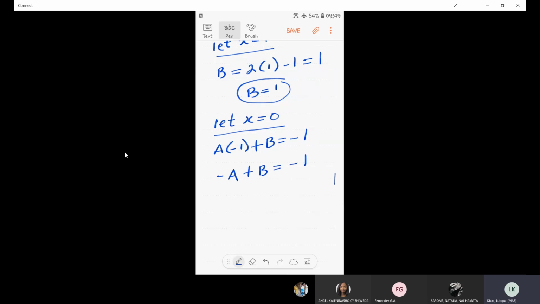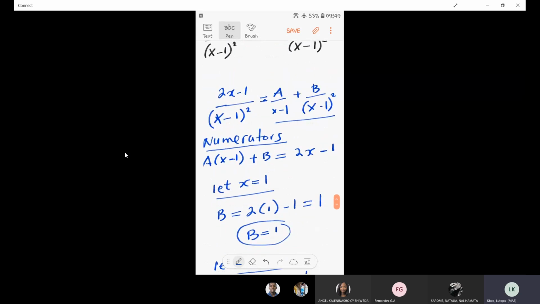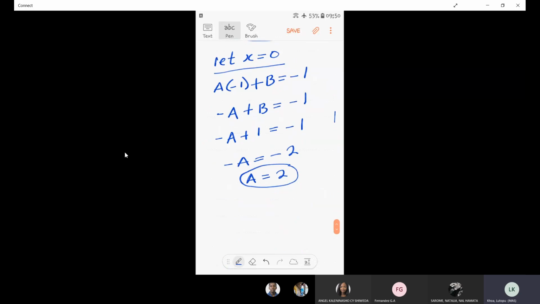But I know what b is. b is equal to 1. So I have minus a plus 1, which is equal to minus 1. This means that minus a is equal to minus 2, and therefore a is equal to 2. So I have my values of a and b. Then I will go back and substitute them over there.